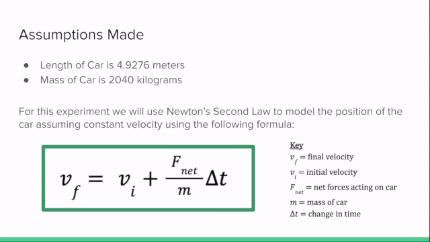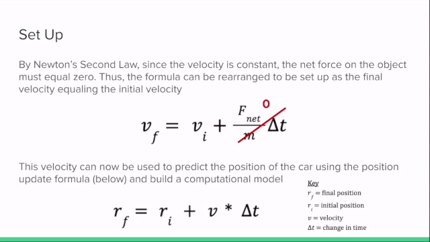For this experiment, we will use Newton's second law to model the position of the car, assuming constant velocity and using the following formula. By Newton's second law, since the velocity is constant, the net force of the object must equal 0. Thus, the formula can be arranged to be set up as the final velocity equaling the initial velocity. This velocity can now be used to predict the position of the car using the position update formula as seen below and build a computational model.